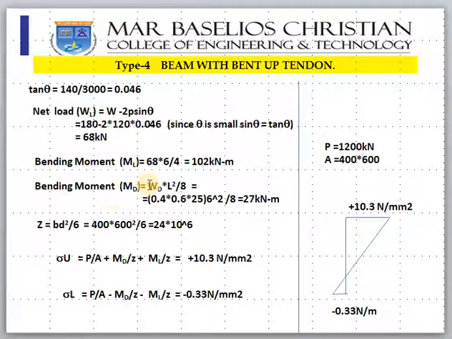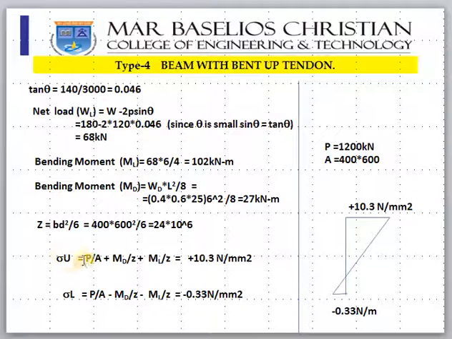Bending moment due to dead load is going to be the UD load, so WD L square by 8. WD is nothing but the self weight, so 0.4 into 0.6 into 25 L square by 8. It will come around 27 kilonewton meter. So Z is BD square by 6, with 400 and 600. So these are the values.